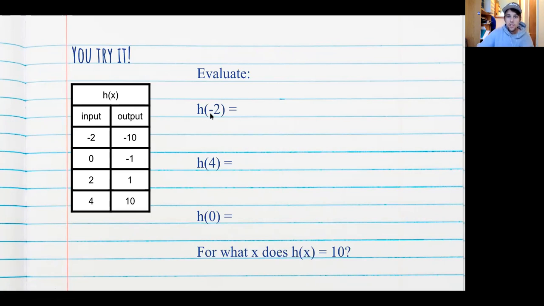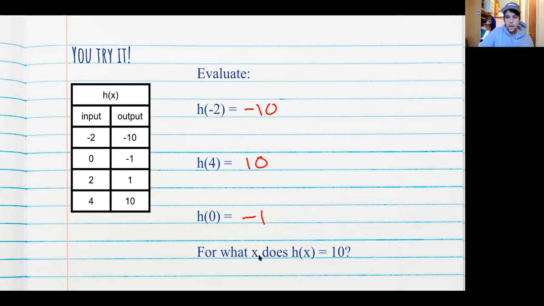All right, h of -2 is equal to, so take the function h, this is the name of our function h, and put in -2. We put in -2, we're supposed to get out -10. Take our function h, put in 4, get out 10. Right, we got out 10. Take our function h, put in 0, get out -1. And we're using that table to read it.